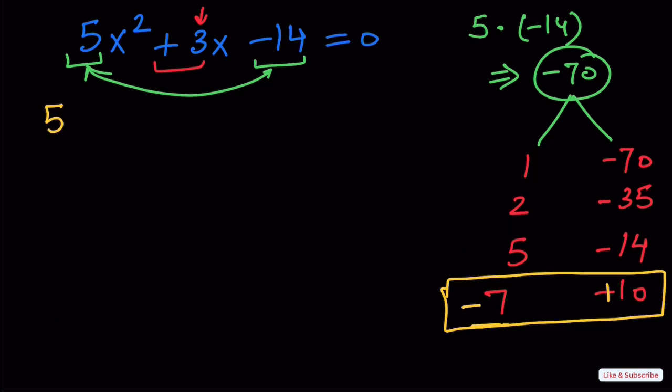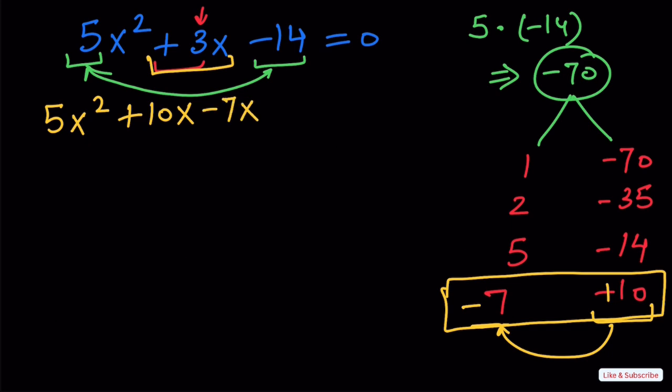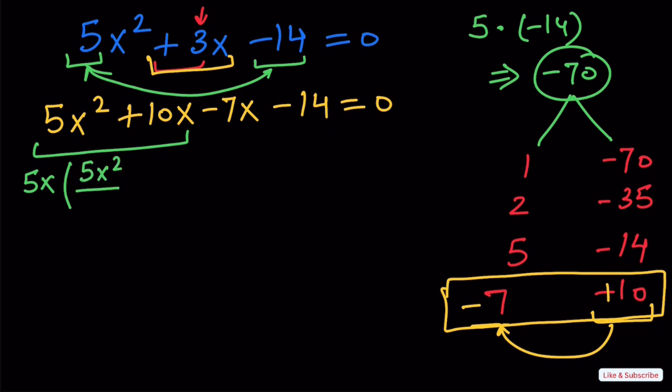So I can write this as 5x squared, and I'll rewrite 3x as 10x minus 7x. So this is 10x minus 7x, and minus 14 is still there, equals 0. This is my first pair and the GCF of these two terms is 5x. So I'll take 5x as common. Now if I'm taking 5x as common, we need to divide the terms inside by 5x. So for your understanding, I'm doing it over here: 5x squared divided by 5x and 10x divided by 5x.